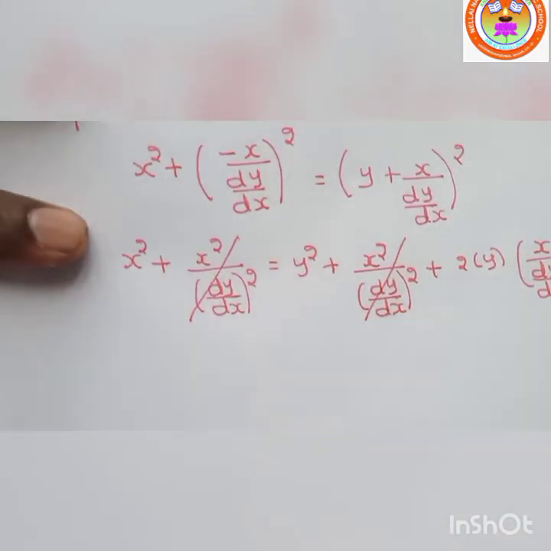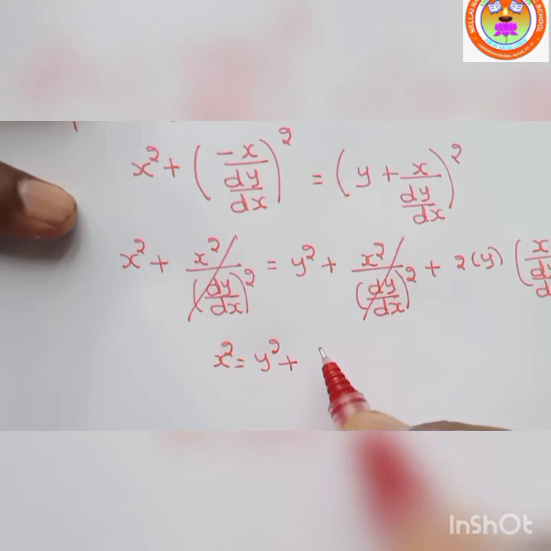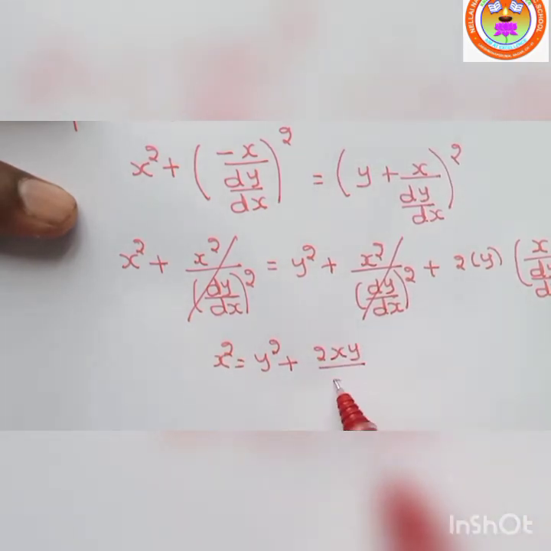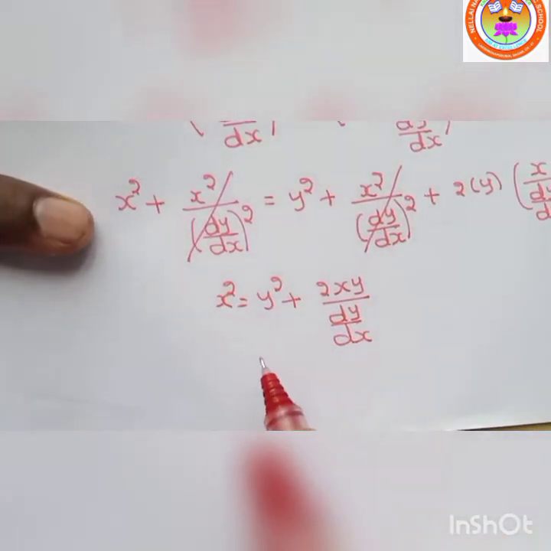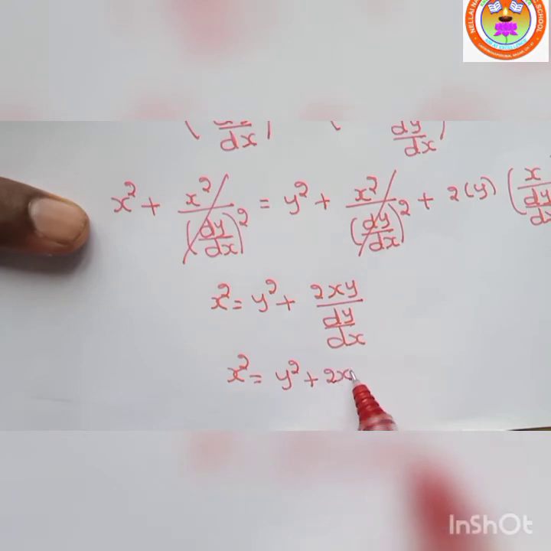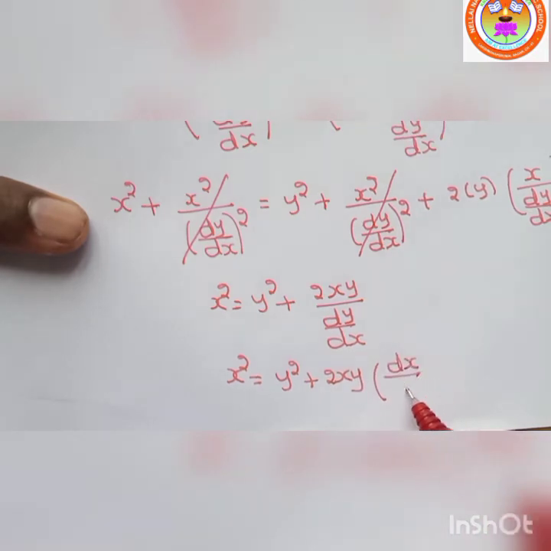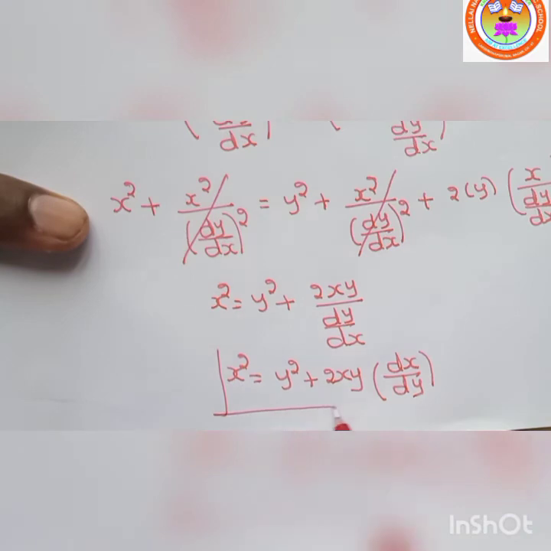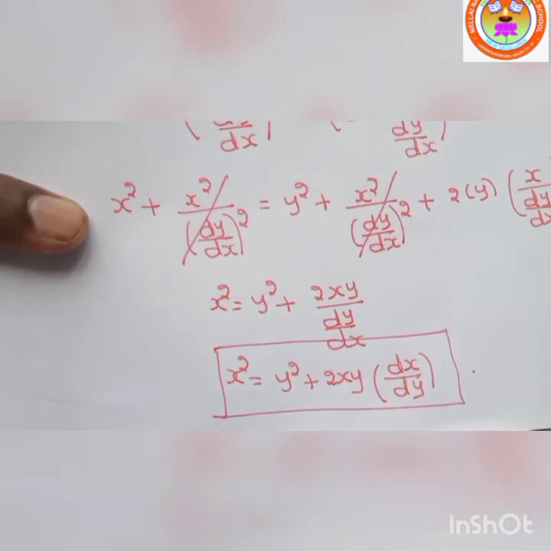The balance is x square equal to y square plus 2xy divided by dy by dx. So x square equal to y square plus 2xy, the reciprocal of dy by dx, that is dx by dy. This is the final answer: x square equal to y square plus 2xy into dx by dy.